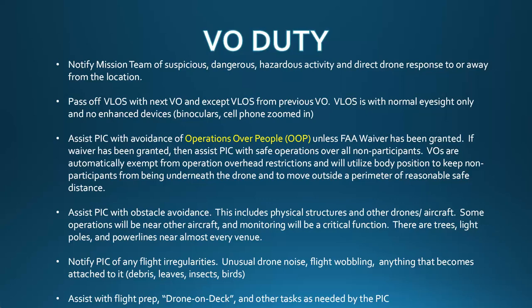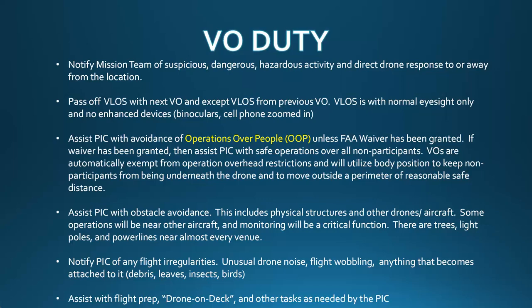Notify the PIC of any flight irregularities, unusual drone noise, flight wobbling, anything that becomes apparent is not normal around the drone. It's like something's getting attached to it. Leaves, insects, birds. They get attacked by hawks a lot. There could be debris. There could be something flying around like dirt from somebody using an air blower, and the drone may be low enough to be going through that. That could be a problem for it.